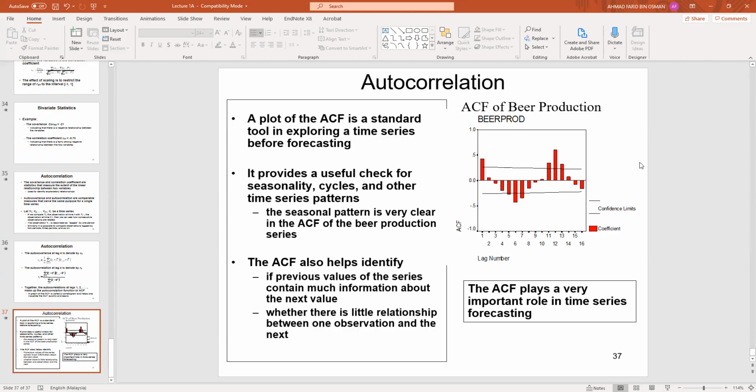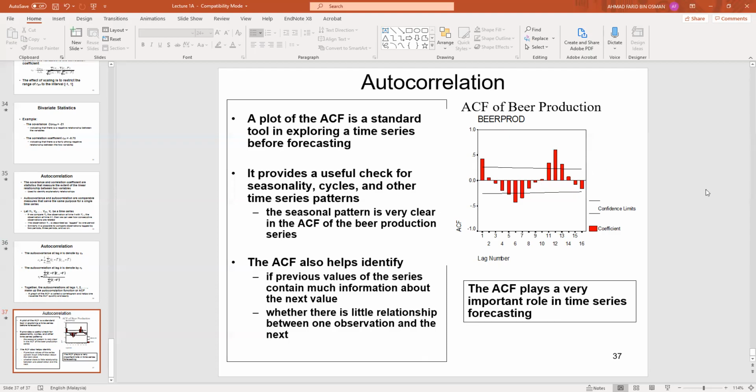The ACF also helps identify whether previous values of the series contain much information about the next value. Previous value, let's say Yt and Yt minus 1, means the current month and the previous month. So that is lag 1. And then you can see between Yt and Yt minus 2, and so on. So whether there is a relationship between one observation and the next. This tells us whether there is a strong relationship between the current value and the past values of the same series. This one is between the current and previous month, and this one is lag 2, Yt and Yt minus 2, and so on.